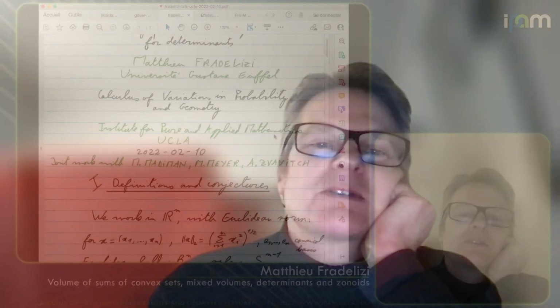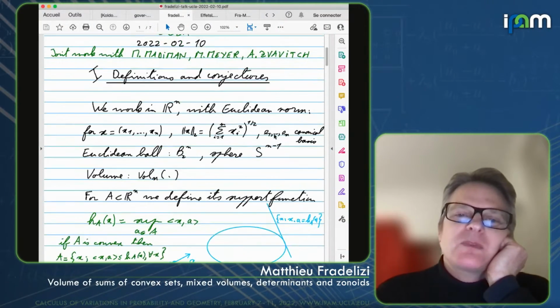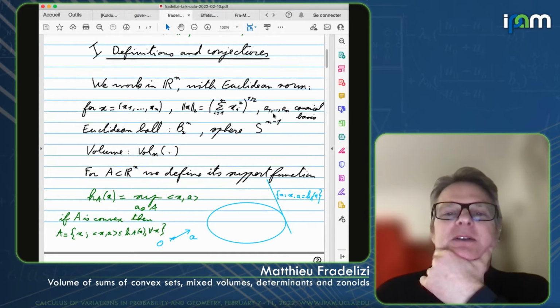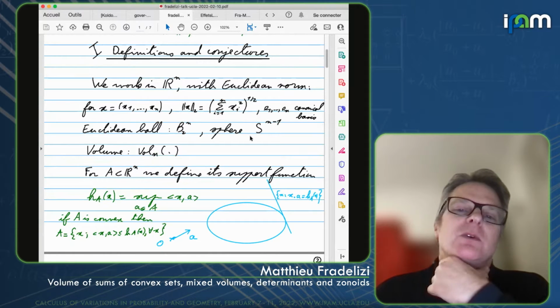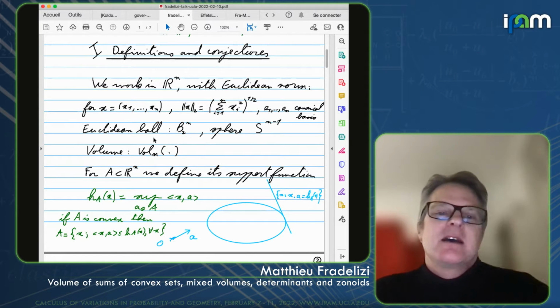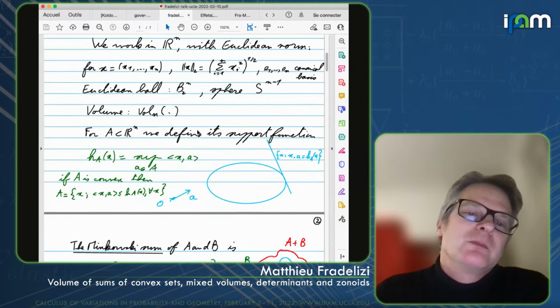I will talk about volume of p-zonoids and inequalities for determinants. So, I work in R^n with the Euclidean norm, canonical basis and Euclidean ball. I denote it by B_2^n, and the sphere by S^{n-1}, and the volume is vol.